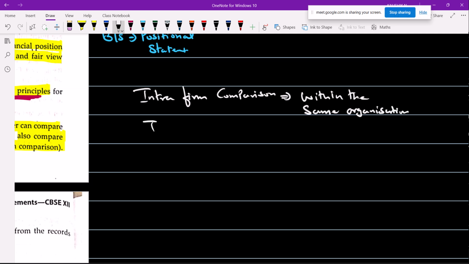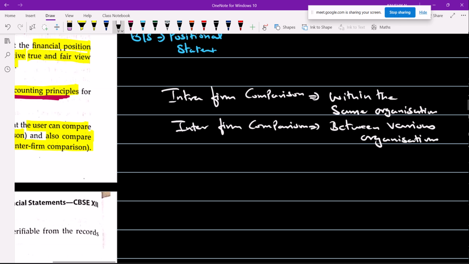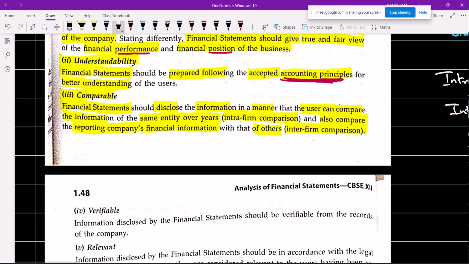Whereas the term inter firm comparison is between various organizations. Clear? It is between various organizations. So that is what comparable means.